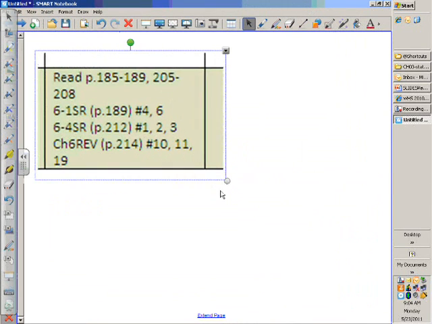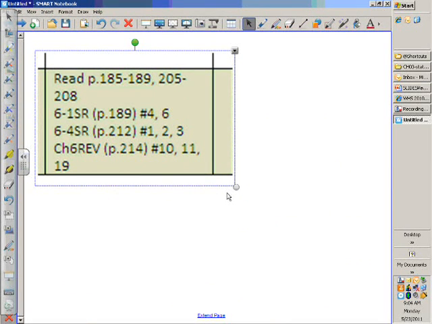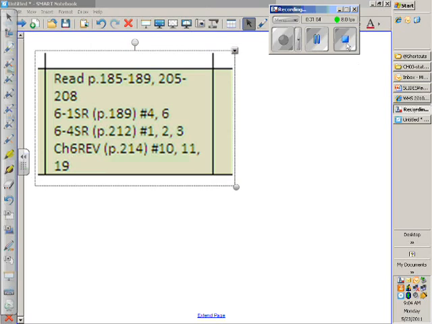So here is a couple of pages from the book that deal with reaction rates, the energy stuff, but also the reaction rate stuff. Got some questions from there. Might behoove you to do it.